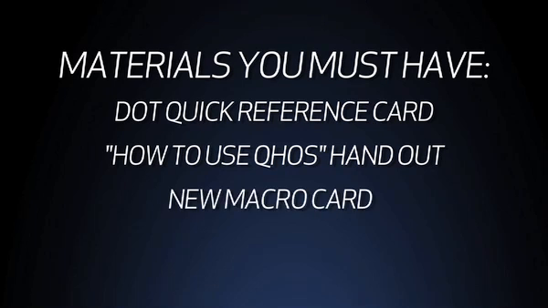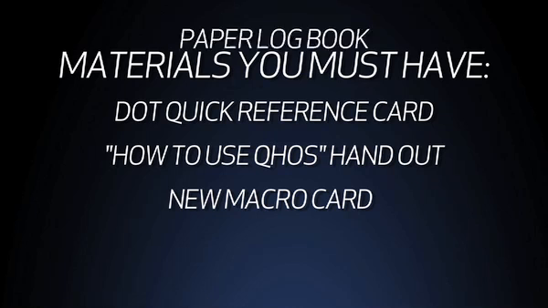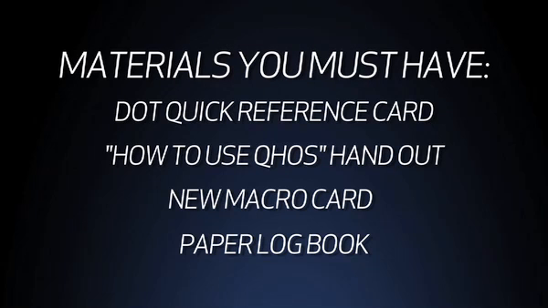A new macro card will be provided for your reference as well. This includes an updated list of macros that you'll use after moving to the QHOS system. Finally, have a paper logbook in your truck in case your Qualcomm goes down. You can pick up these items at any Werner Terminal safety desk or dedicated site. You can also pick up a paper logbook at any truck stop.